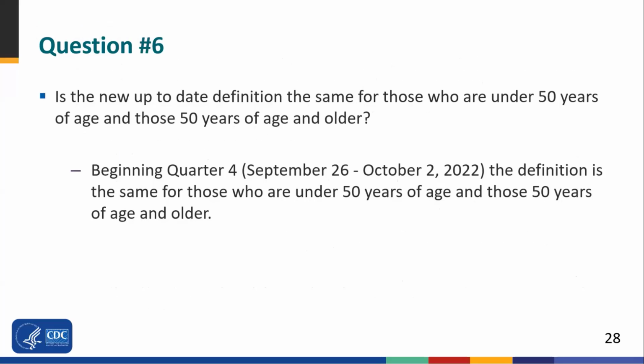And the last question asks, is the up-to-date definition the same for those who are under 50 years of age and those who are 50 years of age and older? Beginning the Q4 reporting period, which begins the week of September 26th through October 2nd, 2022, the definition is the same for those who are under 50 years of age and those who are 50 years of age and older. There is no change.